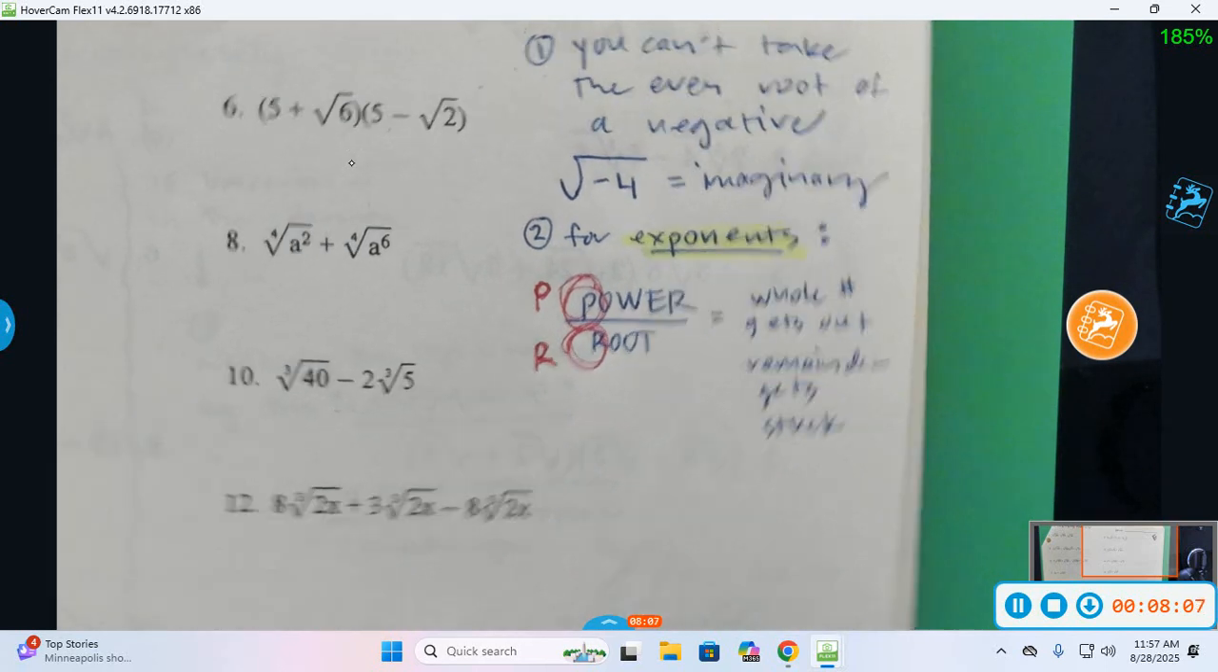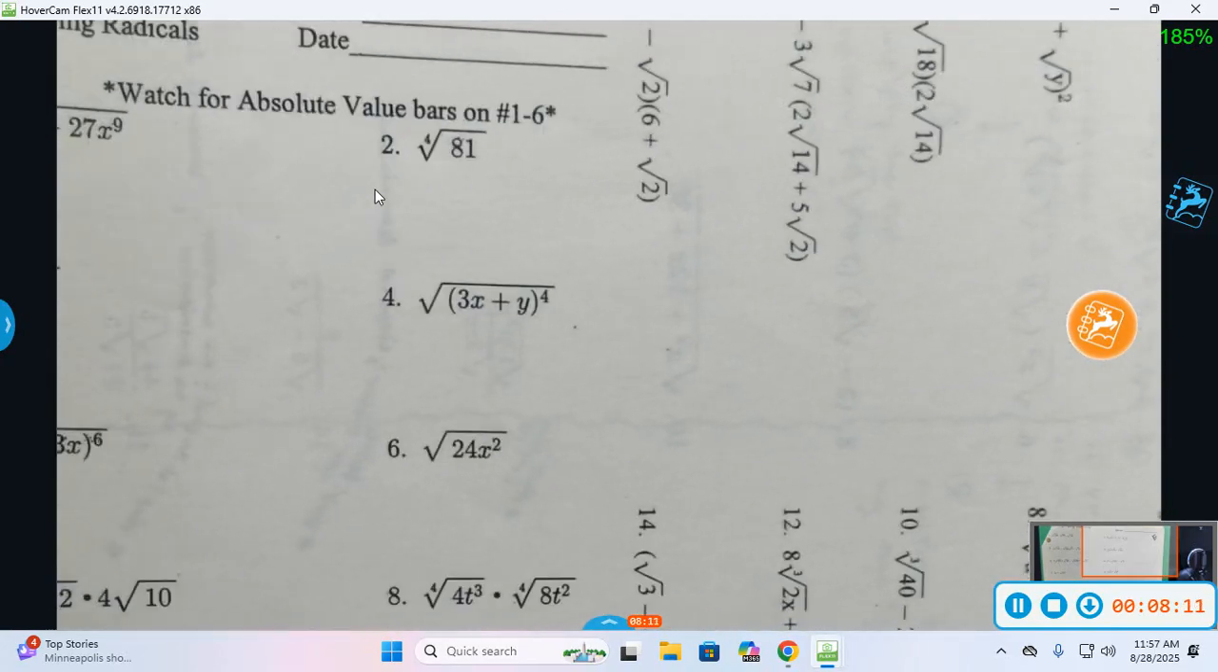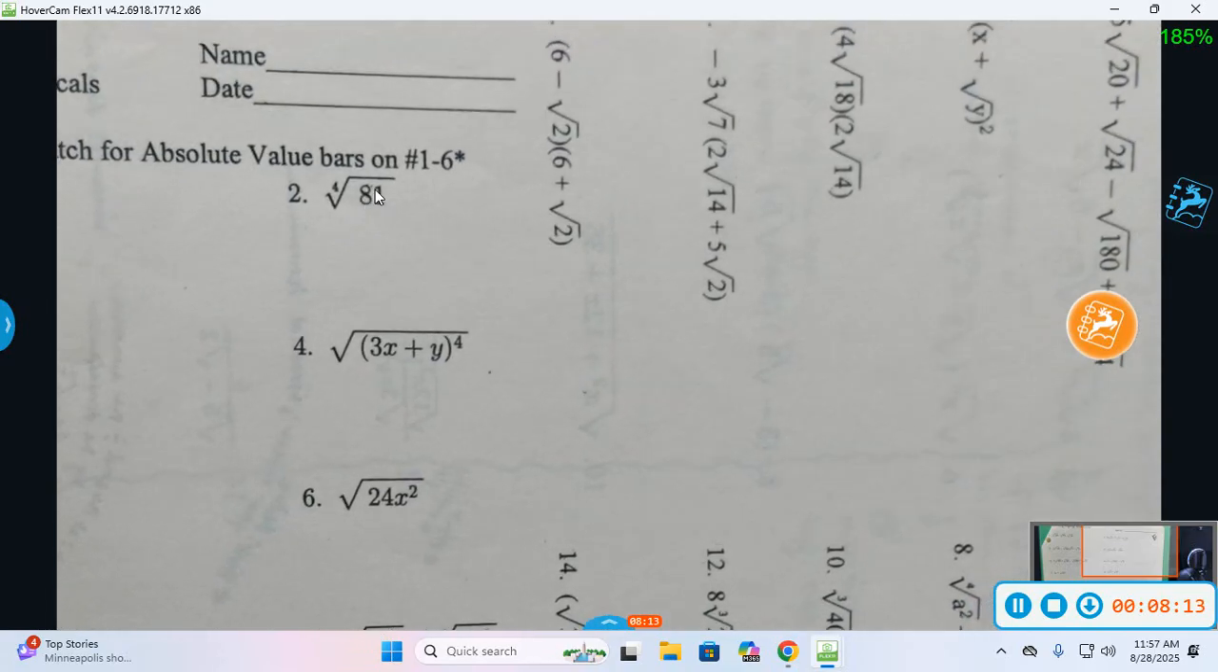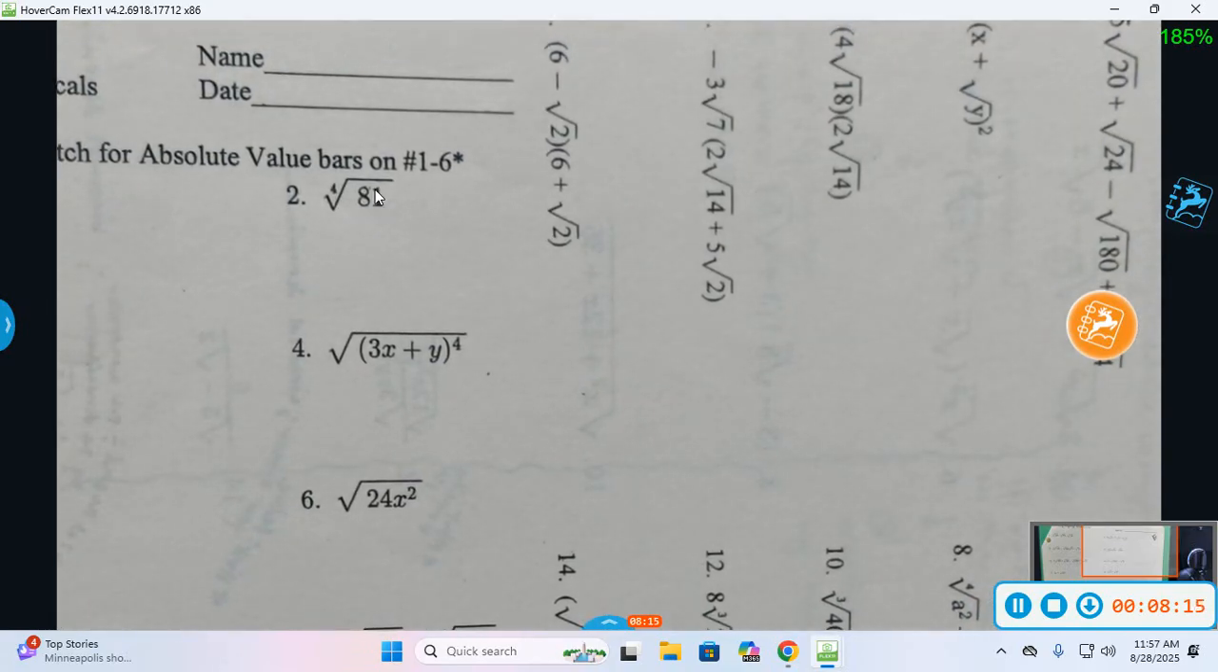All right, let's turn our paper to the side and just practice a few. I'm going to start with some easy ones, which would be number 2. I want to teach you how to use this chart right here.